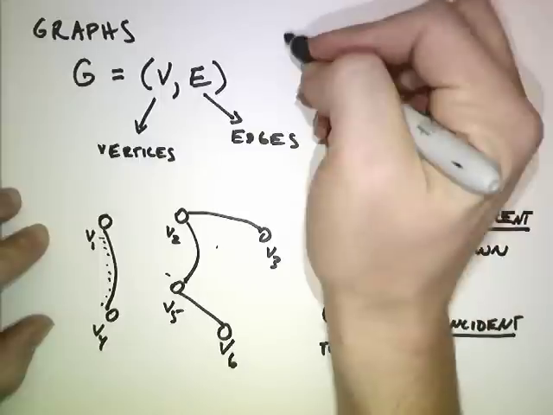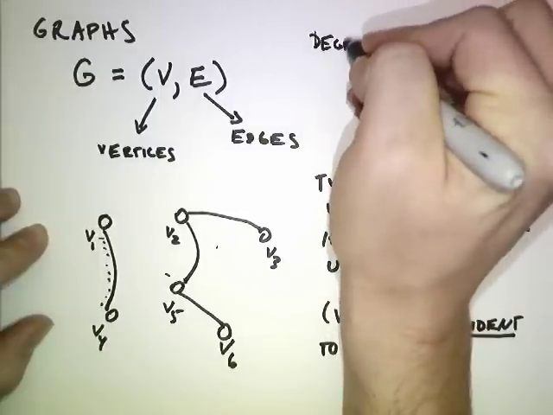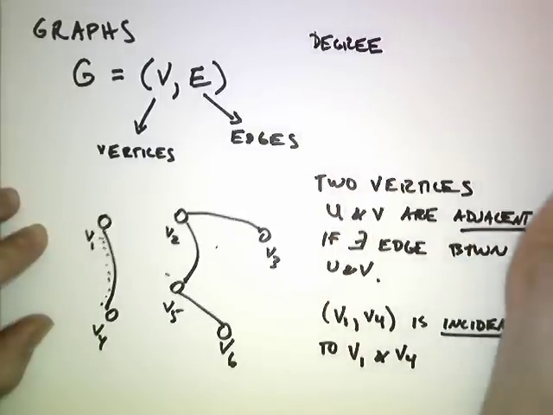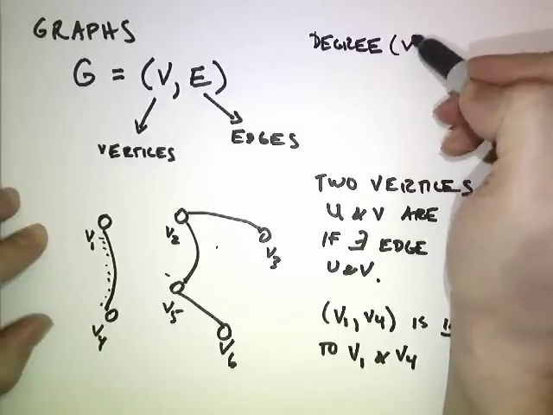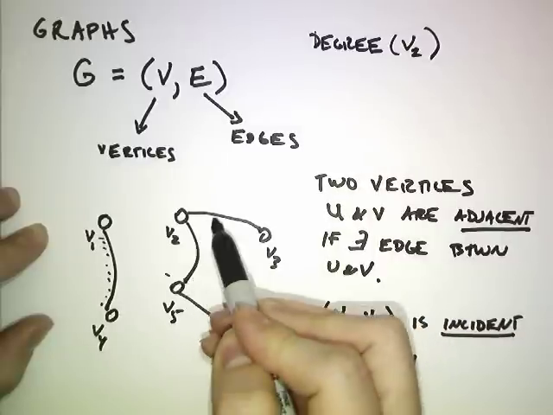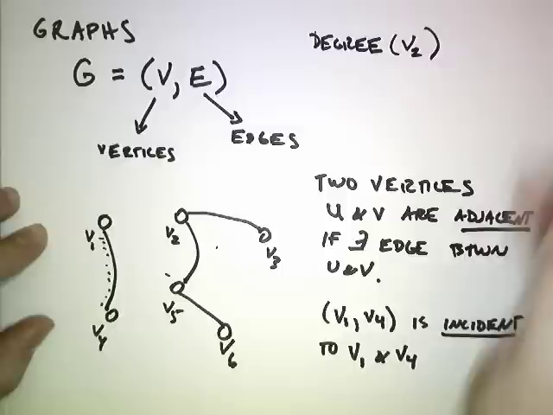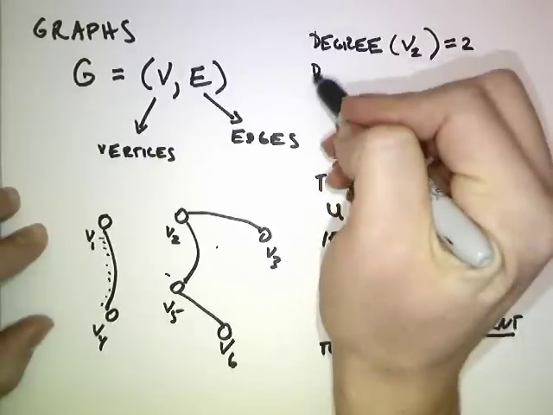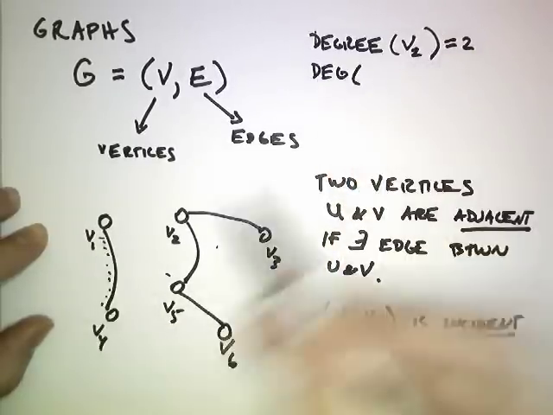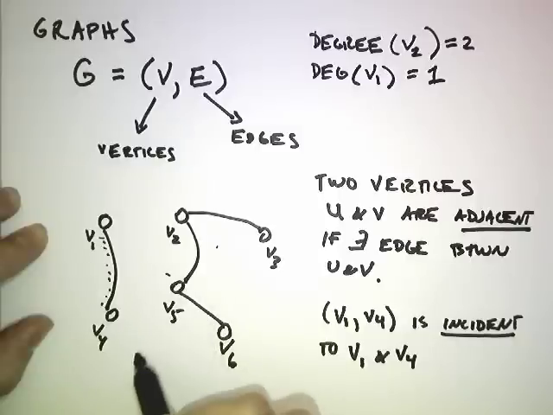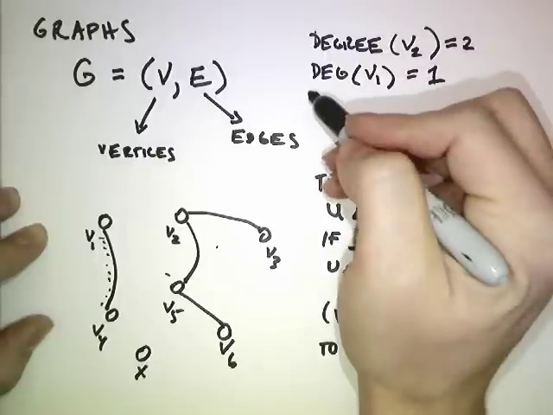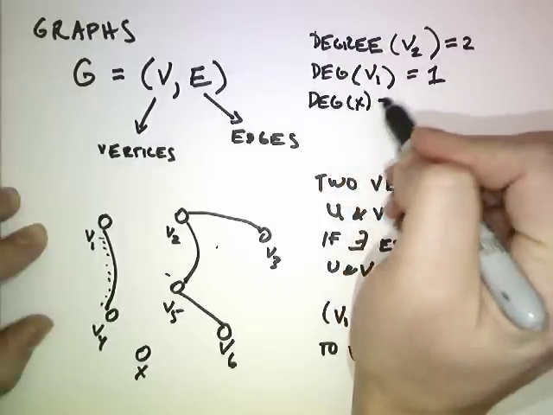The degree of a vertex, so write degree. The degree of a vertex is the number of edges that are incident to it. So for example, the degree of vertex V2 is 2, because there are two edges that are incident to V2. The degree of V1 is 1, because there's one edge incident to V1. If we drew a new vertex in this graph that was isolated, call it x, and it's not connected to any other vertex, then the degree of x is 0.